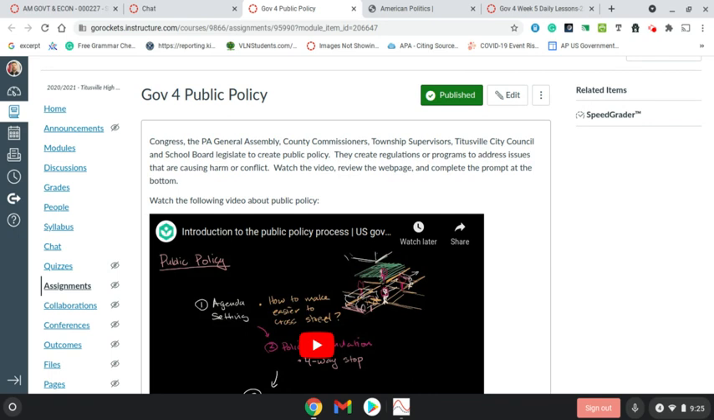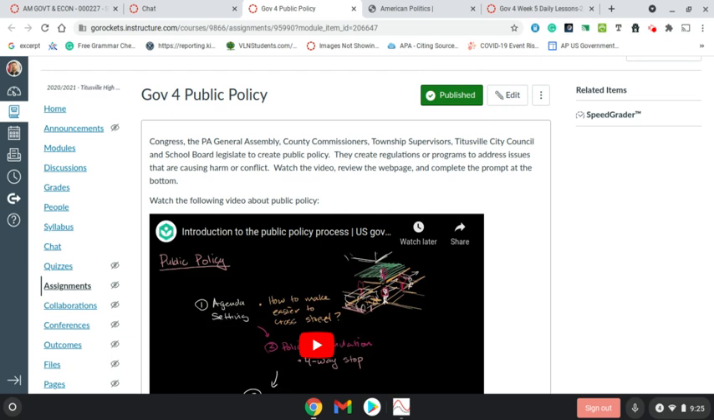You will see at the top, it says Congress, the PA General Assembly, which is in Harrisburg, the county commissioners. Each of the ones that we have, Warren, Crawford, and Venango, have 3 county commissioners, and township supervisors, like if you lived in Cherry Tree or Oil Creek Township, for instance. They usually have 3 township supervisors, but that can be different in other places. Titusville City Council and the school board. City Council has 5 people, school board has 9.